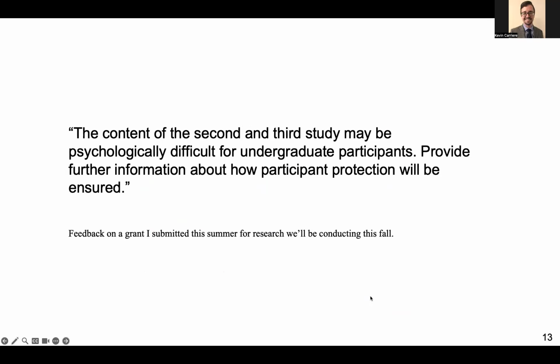So here, this was last year, or no, wait, this summer. Yes. The IRB sent back information. They said the content of the second and third study may be psychologically difficult for undergraduate participants. Provide further information about how participant protection will be ensured. They were worried about what? What is Stonehill's IRB worried about?